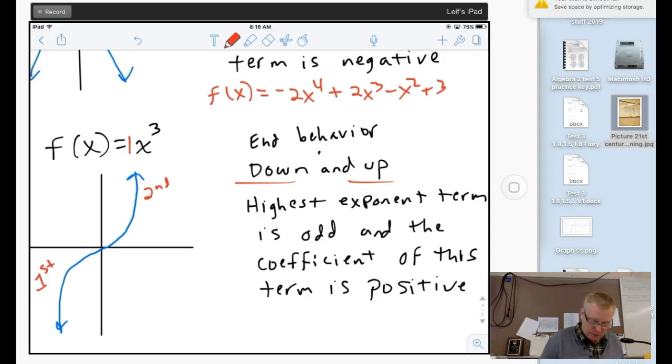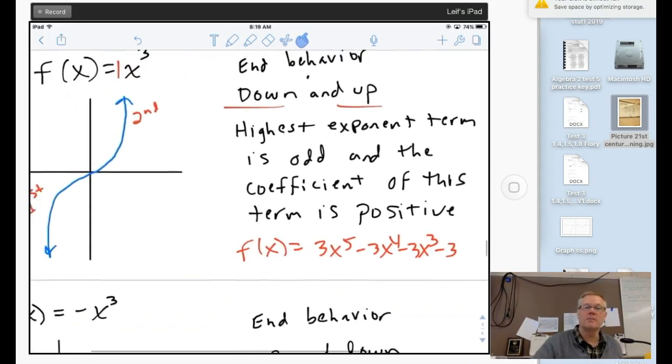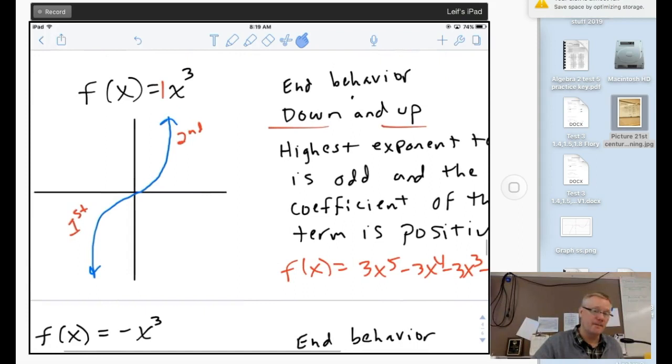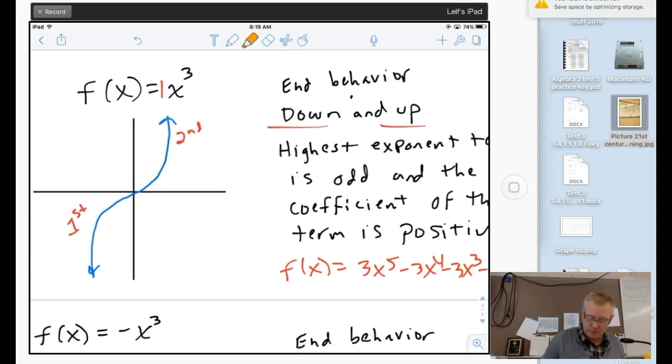Okay, so an example, and this will be true for anything that's got an odd exponent and a positive coefficient on it, which would be, for example, f of x equals 3x to the 5th minus 3x to the 4th minus 3x to the 3rd minus 3. You know, it doesn't matter what else is there as long as there's no exponent bigger than 5. This term right in the front here is the only thing we're focusing on, because that's going to determine how the ends of the graph go.